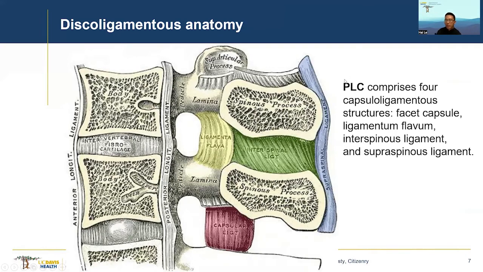Now, we hear a lot in the literature about the posterior ligamentous complex, and what that comprises. It comprises four capsuloligamentous structures. It consists of the facet capsule, the ligamentum flavum, the yellow ligament, the interspinous ligament, and the supraspinous ligament. So when we say a PLC injury, it really describes an injury to one of the four ligamentous structures. And really, to be unstable, you typically have to injure all four components of the PLC. And we'll talk more about that.